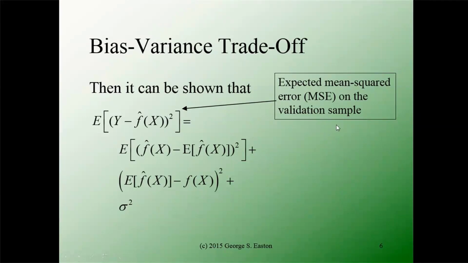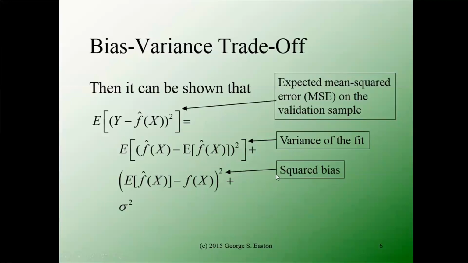It's going to be equal to the variance of the fit. So this is the formula that I just showed you for the variance of f hat of x. So it's f hat of x minus its expectation, take the difference and square it, and then take the overall expectation, plus then the squared bias. So the bias was the expectation of f hat of x minus the true value, which is f of x, and then this is squared. And then finally we add to that the variance of the error term epsilon. So this is the variance of the error, which we're going to assume as usual is sigma squared.